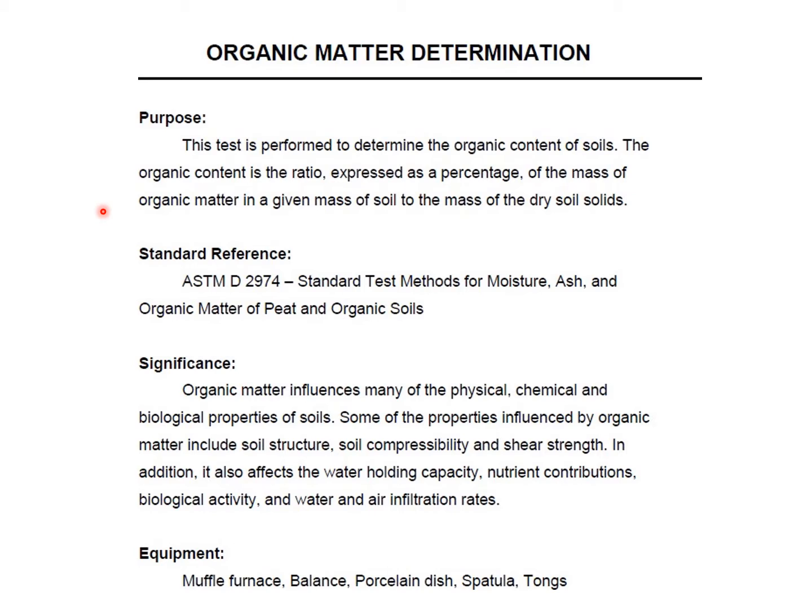So I will repeat this definition. The organic content is the ratio expressed as a percentage of the mass of organic matter in a given mass of soil to the mass of the dry soil solids. Standard reference ASTM D2974. The standard test methods for moisture, ash, and organic matter of peat and organic soils.